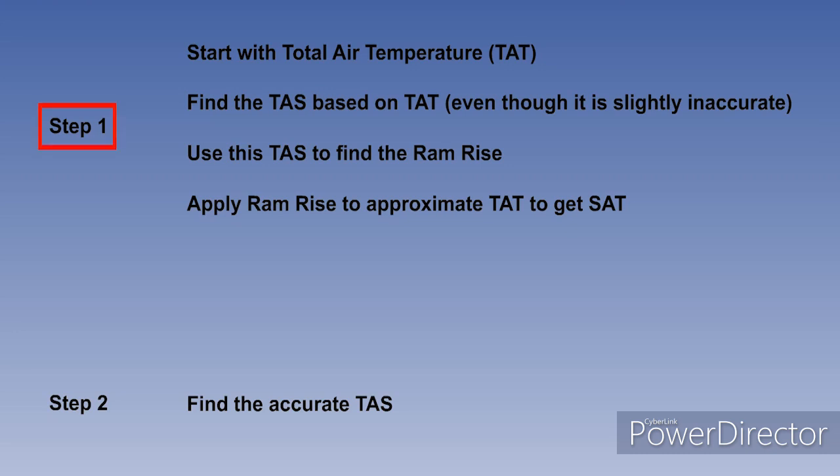Let's get this clear, because it quite often causes confusion. The only reason we carry out the first calculation is to establish the static air temperature. After that, we discard it. It is the second calculation which finds the correct TAS.